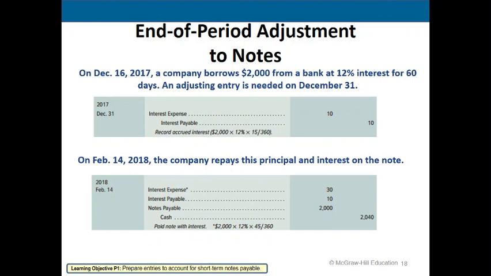And when you pay it in that next year, you're going to accrue $30 additional interest for the interest from January 1 through February 14. So that's the $30 interest expense. You're going to back out your interest payable from the December 31st entry, and of course you're paying the note, so you're going to back out the note payable by debiting it, and then you're going to credit cash for 2040.